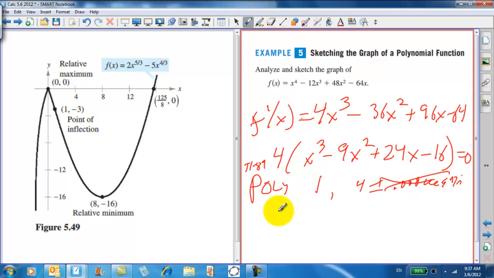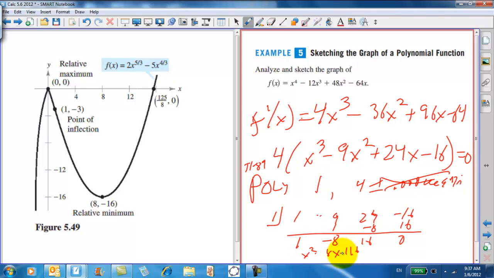Let's check it out. If we put in 1, negative 9, 24, negative 16, we get 1, negative 8, 16, 0. Sure enough, it works. And this x squared minus 8x plus 16, sure enough, is x minus 4 quantity squared equals 0. And that's where we get our x equals 4 twice. So we get x equals 1 and we get x equals 4.